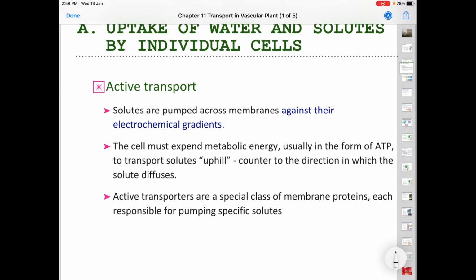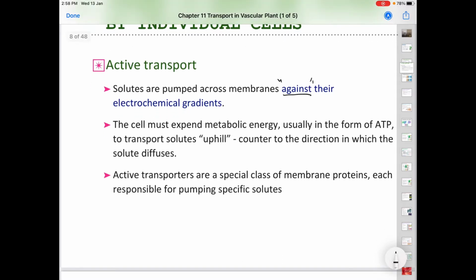The second is active transport, where the solutes are pumped across the membranes against their gradients. When it is against their gradients, they need some help to do this. So the cell must expend metabolic energy. In terms of energy, they have to spend since they are against the gradient. So they usually need the supply of ATP to transport solutes uphill.